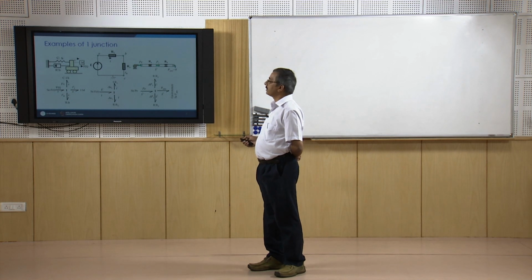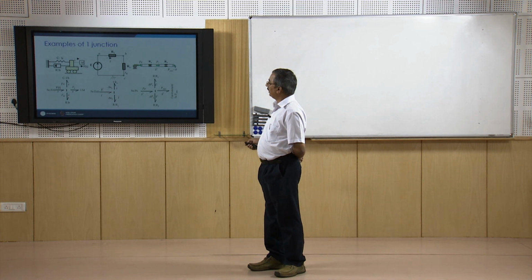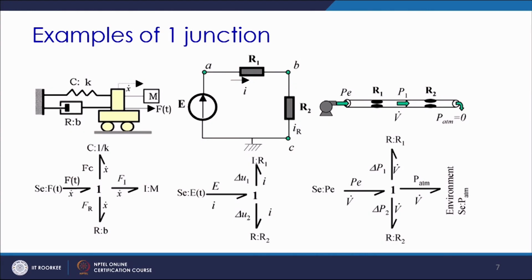Here are again various examples of one junction. Say there is a cart connected through springs and a damper, and the other end of the spring and damper is rigidly fixed to the inertial system. Here we see that the spring, damper and the mass all are going to have the same velocity. So, this is what we can model as a one junction, and then we can represent the force of the spring, the mass and the damper.